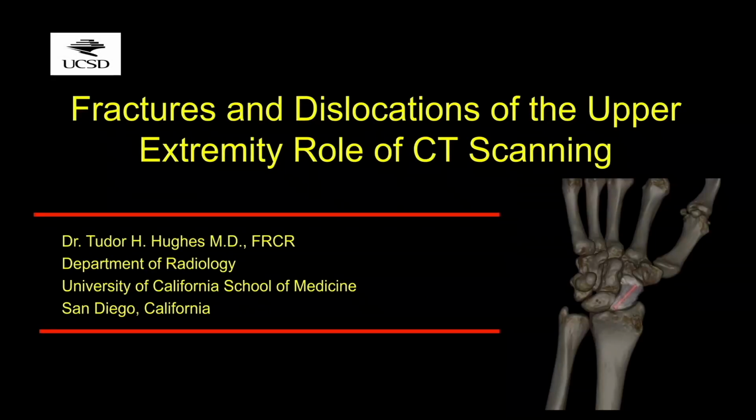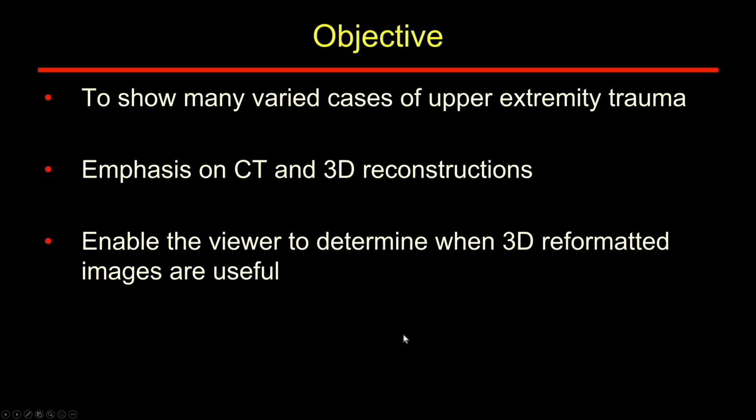Good morning. We're going to have a look at fractures and dislocations of the upper extremity and the role of CT scanning. So I have nothing to disclose. The objective of the talk is to show many varied cases of upper extremity trauma, have an emphasis on CT and 3D reconstructions, and enable the viewer to determine when 3D reformatted images are useful.